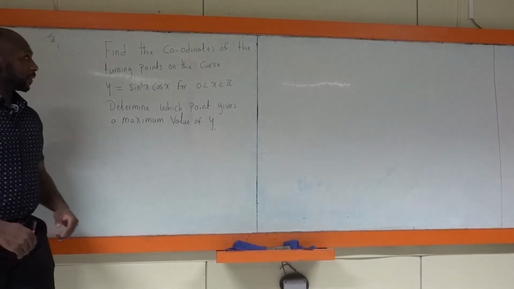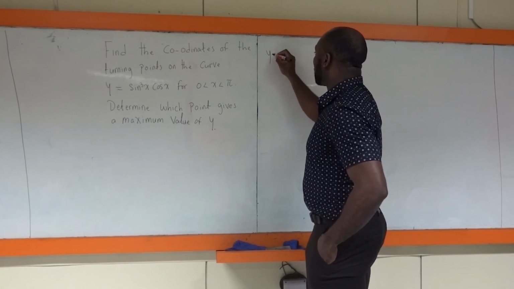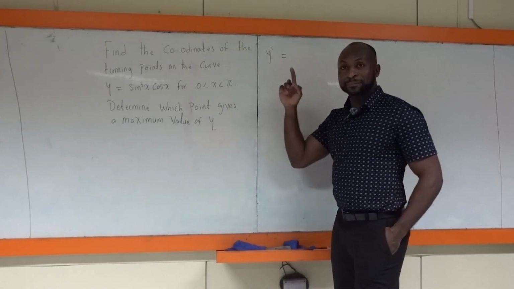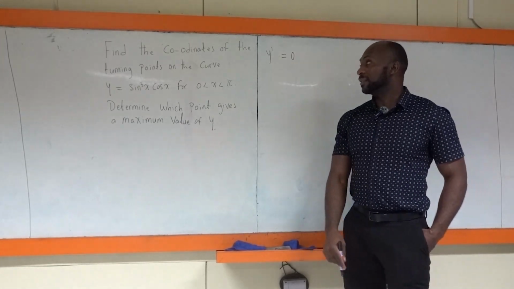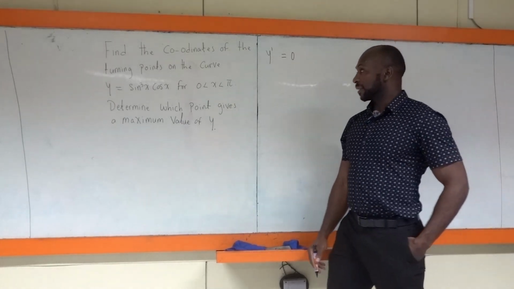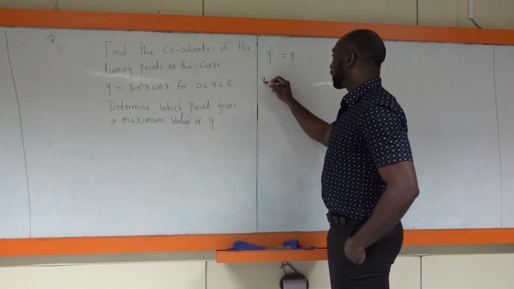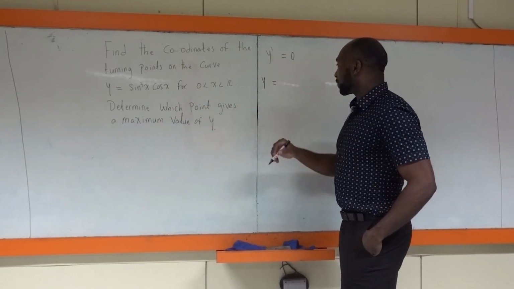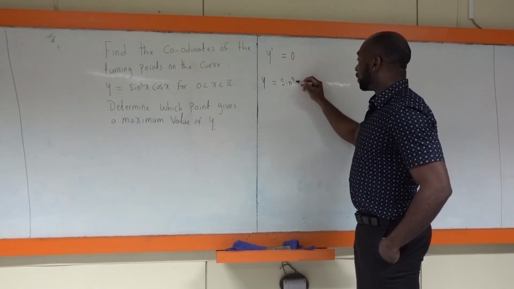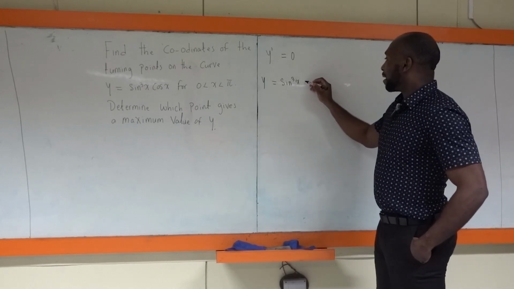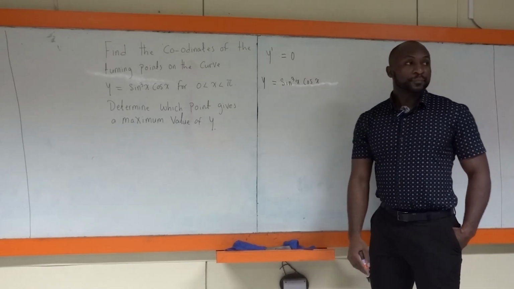So we know that at turning point, y prime should be equal to what? Y prime should be equal to 0. It means that we have to differentiate this function. So we have y is equal to sine cubed of x multiplied by cos of x.